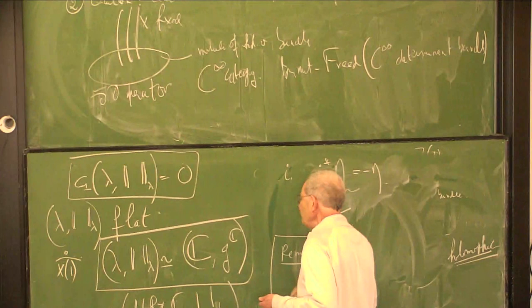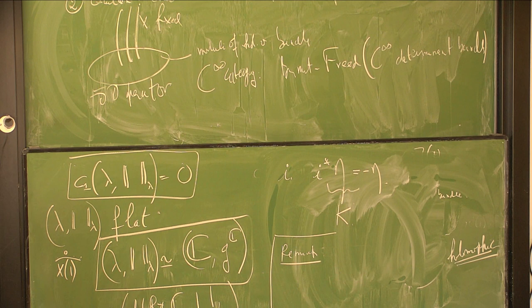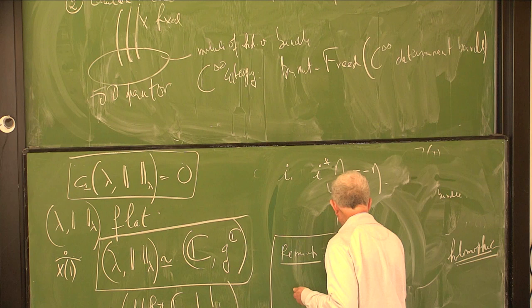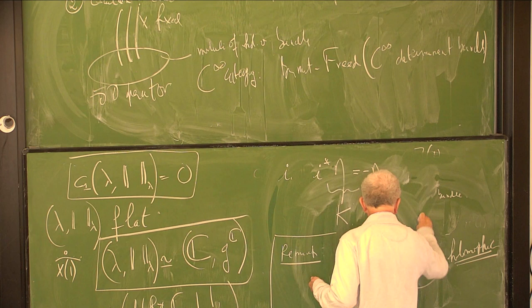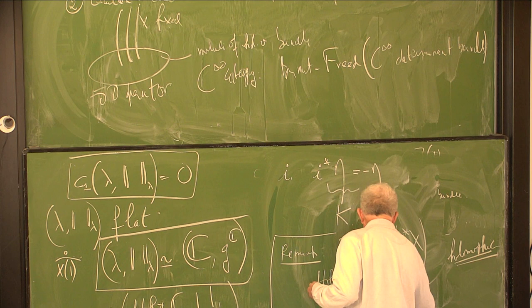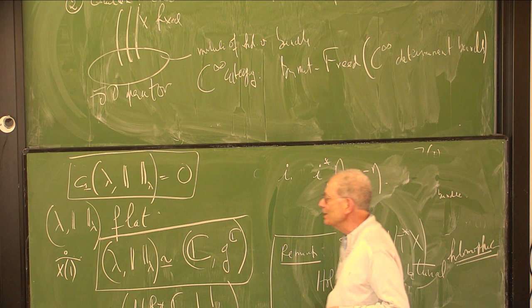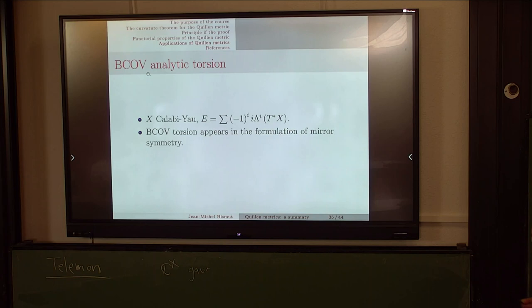Let me just make a remark here, that if you deleted the i in this direct sum, you would get something trivial. So if you took (-1)^i Λ^i T*(X), the holomorphic torsion of this would be trivial. So in some sense, you reintroduce these weights, (-1)^i times i, to destroy the triviality in the properties of this analytic torsion. So BCOV torsion appears in the formulation of mirror symmetry.